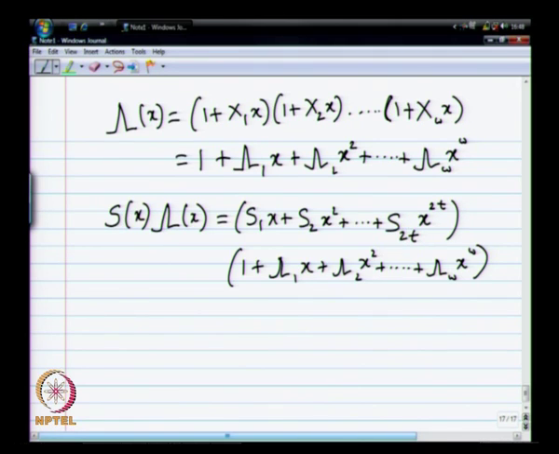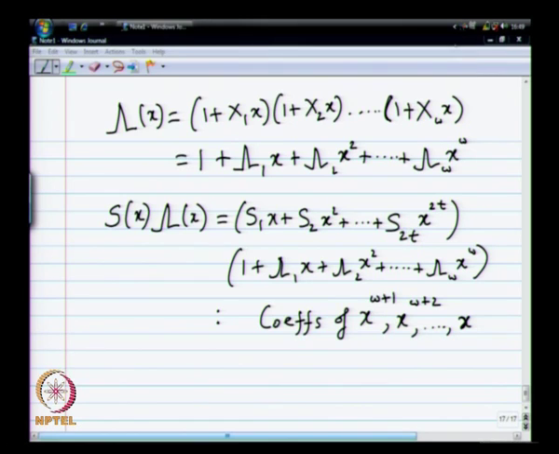I know the s's, okay, s1 through s2t I know. I do not know the lambdas, lambda 1 through lambda w I do not know, but what will happen when I multiply these two polynomials? Yeah, so coefficients of x power w plus 1, x power w plus 2, so on till, okay, display driver is going to die, x power 2t equals what? 0. Now, will this give me linear equations? Give me linear equations in the lambdas, okay. So I can solve for the lambdas.